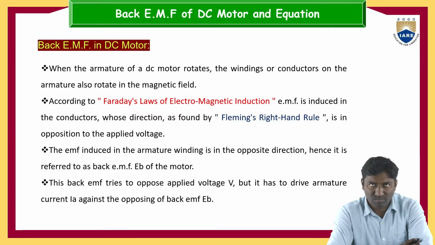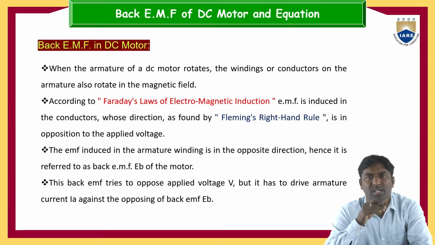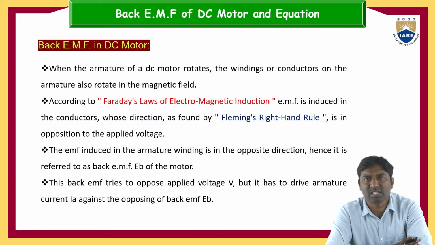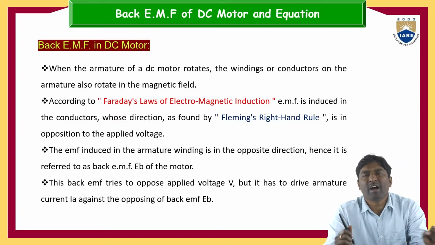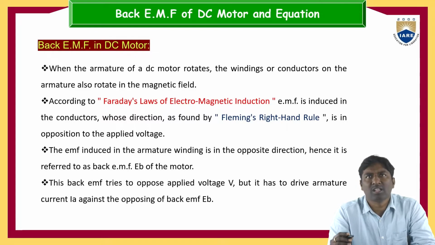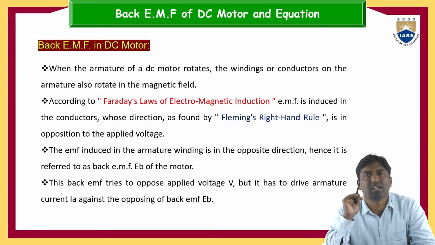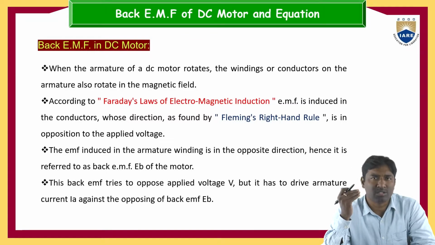So, in case of the DC motor, we get the back EMF. When the armature conductor of the DC motor rotates according to the principle of the DC motor, the armature winding rotates and the field winding remains constant. That means the armature of a DC motor rotates, and the winding or conductors on the armature also rotate in the magnetic field. As in the DC machine, we get an induced EMF.